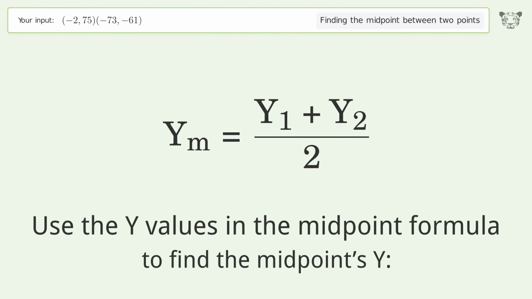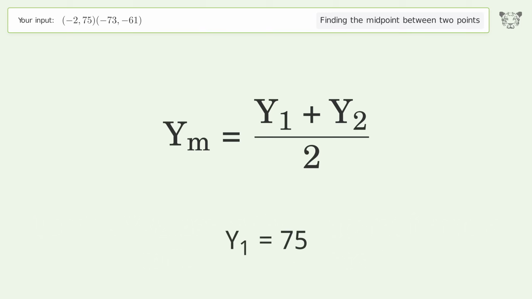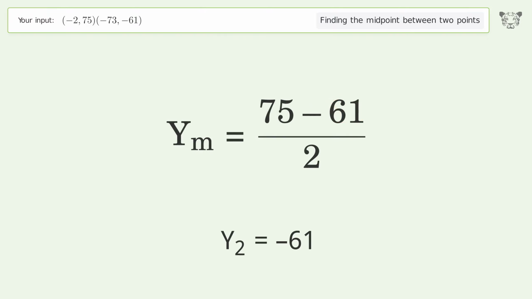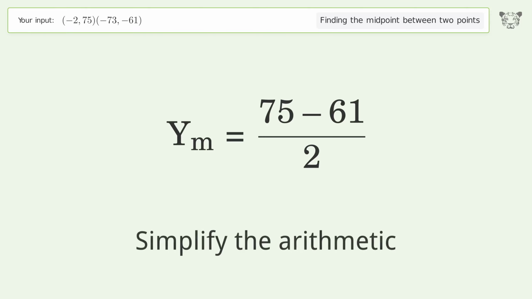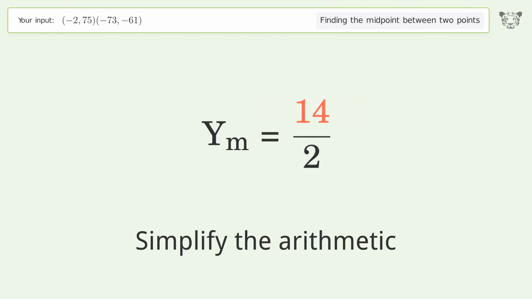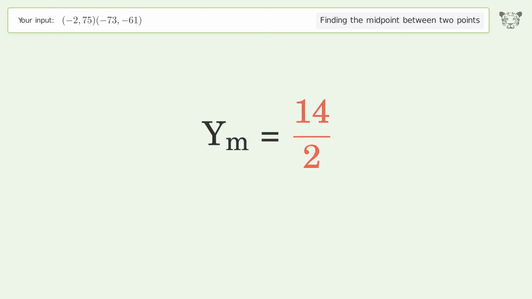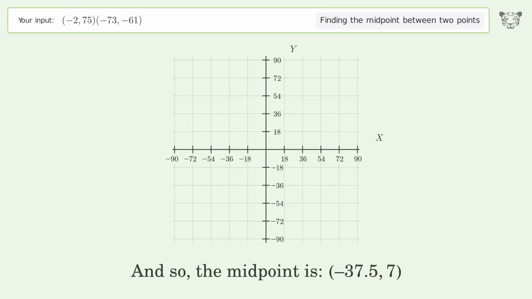Use the y values in the midpoint formula to find the midpoint's y. y1 equals 75. y2 equals -61. Simplify the arithmetic. And so, the midpoint is -37.57.